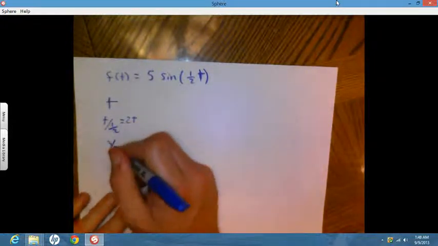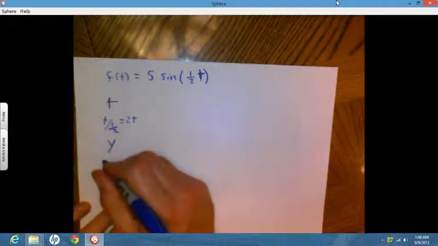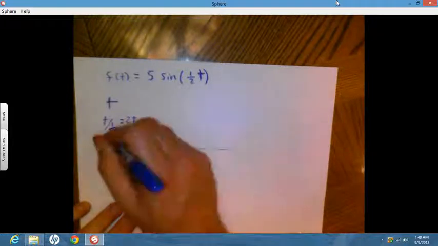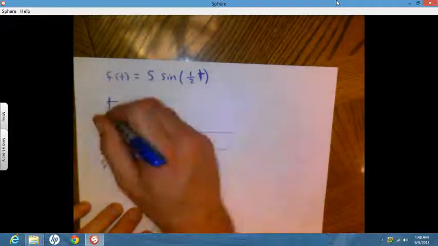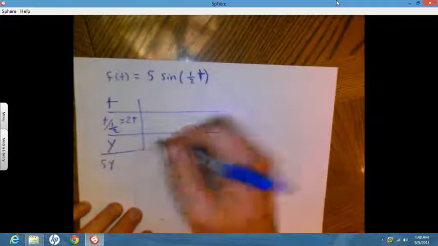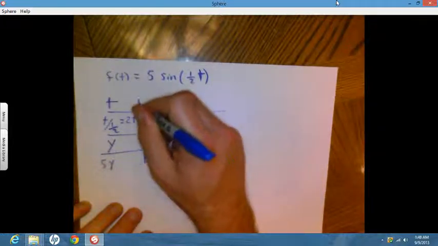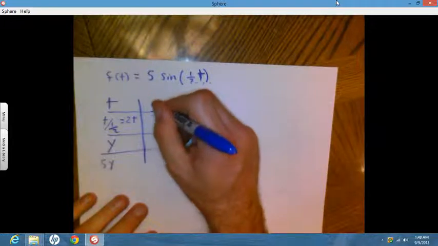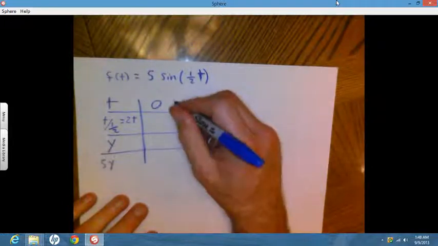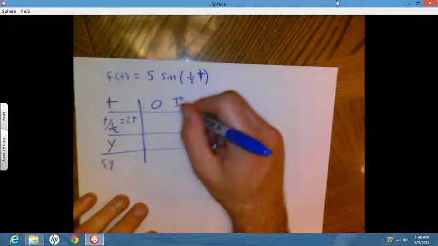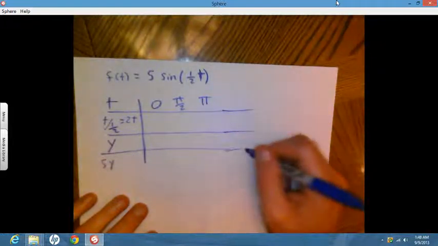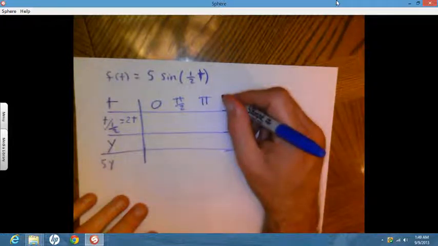Okay. So let's see. We'll just do our quadrantals. You can do more if you like, just to get an idea of what it looks like. So we're going to have, say, 0, pi over 2, pi, 3 pi over 2, and 2 pi. Okay?